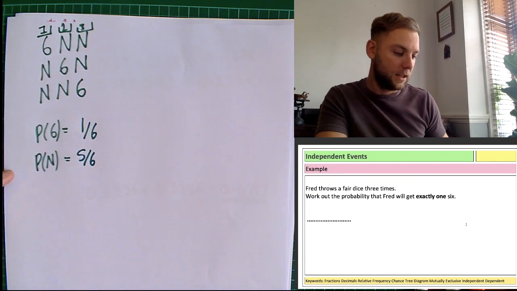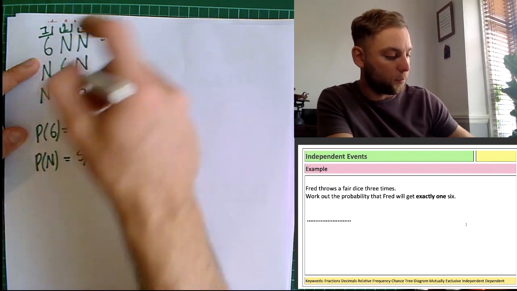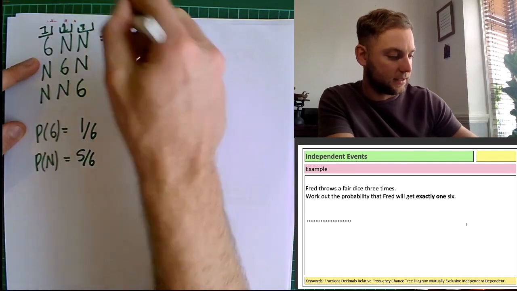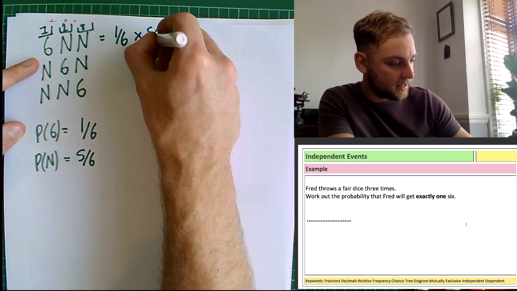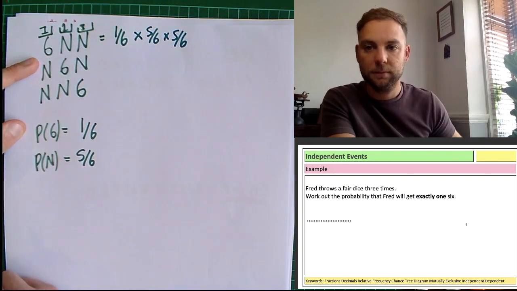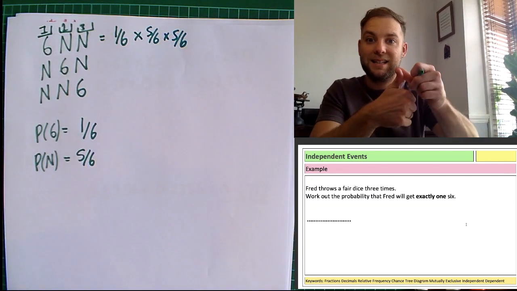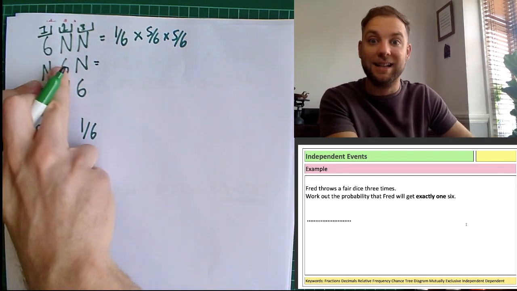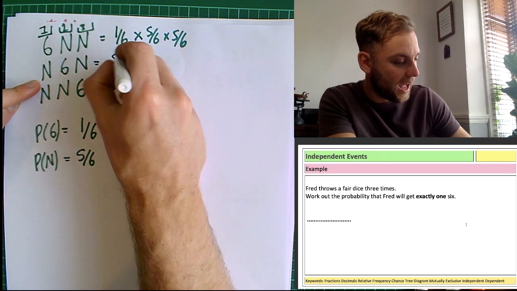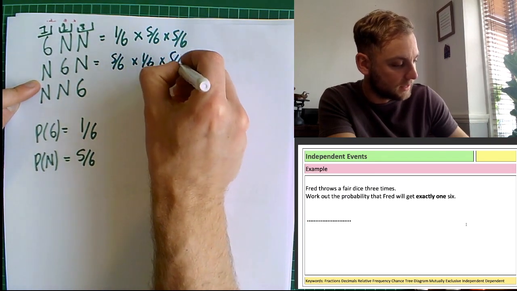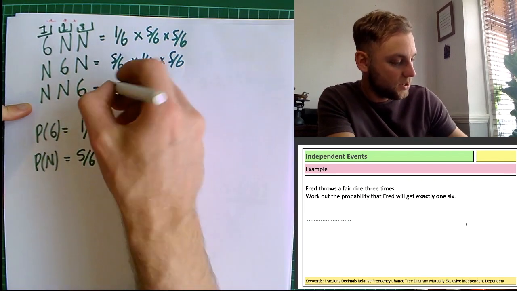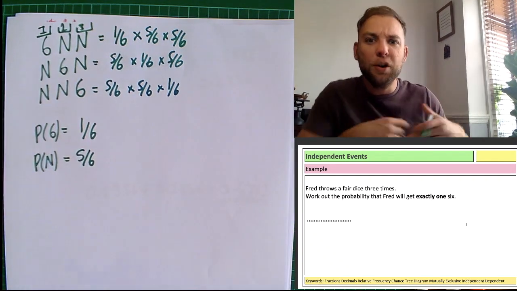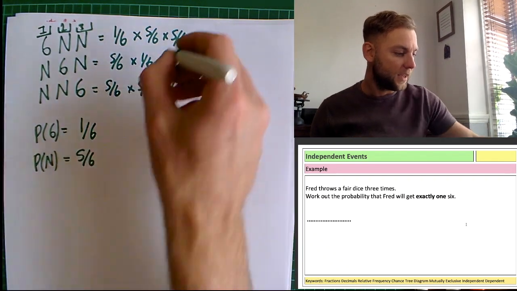Brilliant. Okay, so here we want the probability of him getting a 6, which is 1 out of 6. And then the probability of not getting a 6 and not getting a 6. So 1 out of 6 times 5 out of 6 times 5 out of 6. So this here is the probability of getting a 6, then 2 which aren't. The next one is the probability of him not getting a 6, and then getting a 6. So that's going to be equal to 5 out of 6 times 1 out of 6 times 5 out of 6. And the last one is not 6, not 6, then 6. So it's going to be 5 out of 6 times 5 out of 6 times 1 out of 6. So it's getting a little bit more complicated now, okay? And then we can work these out.